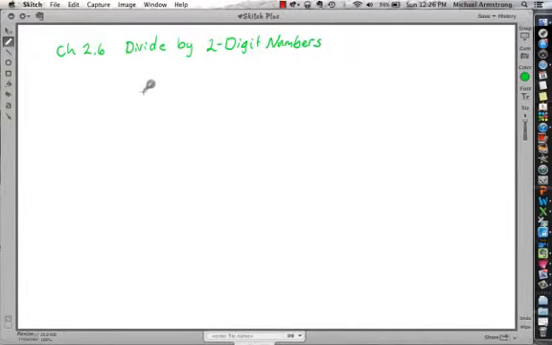Okay, this is what you've been waiting for. Chapter 2.6, we're finally getting to divide by two-digit numbers. This is actual long division. All right, and some of you guys have worked on this before. I know that you did it in 4th grade.